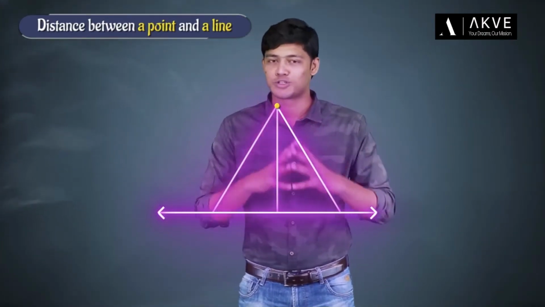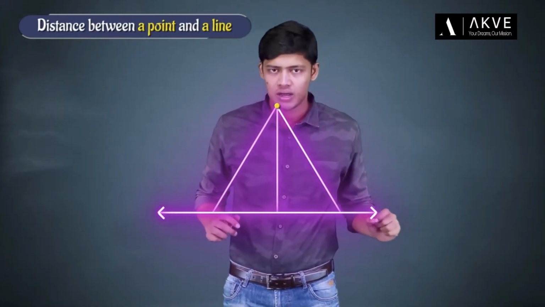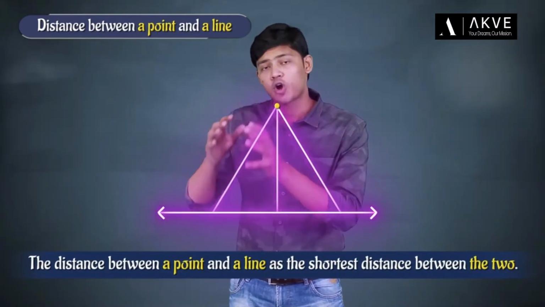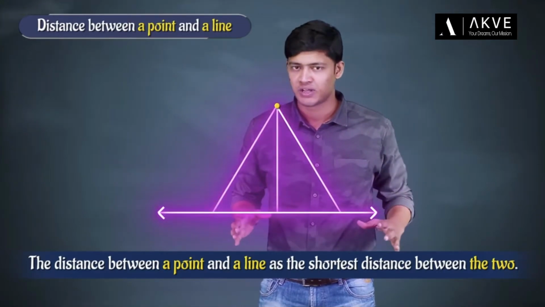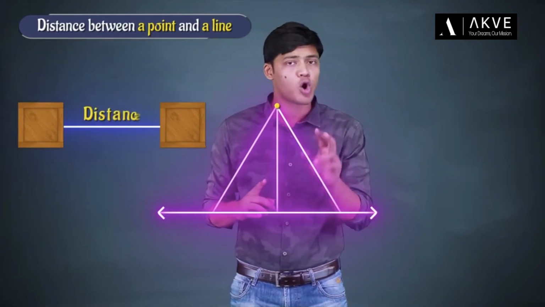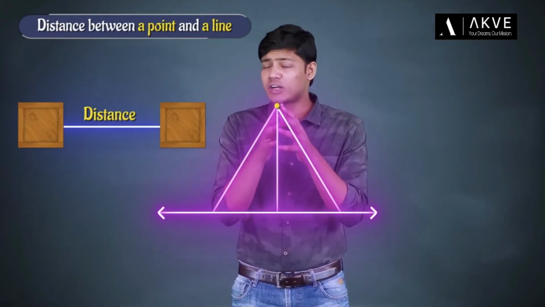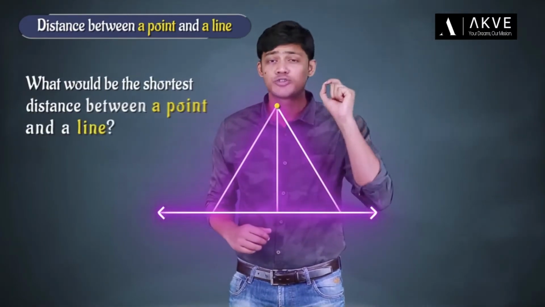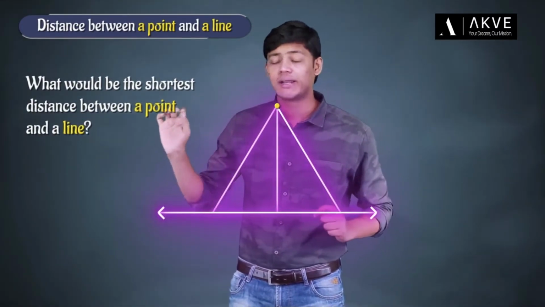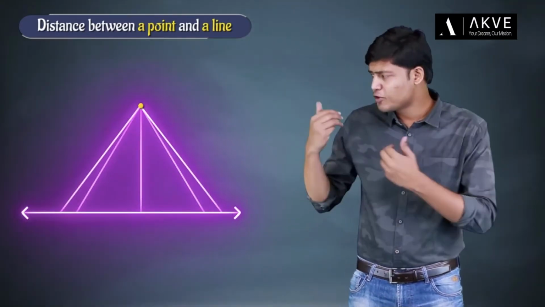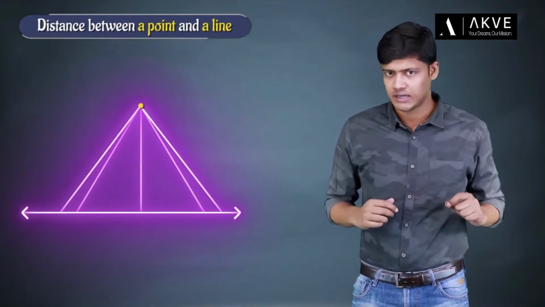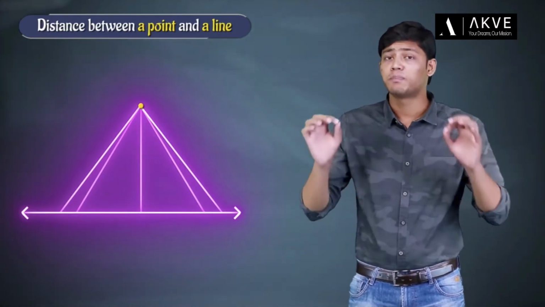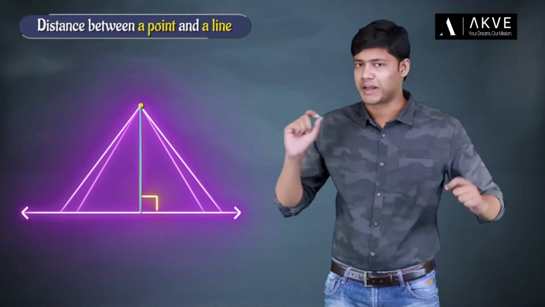Confused? Let's watch. To avoid this confusion, mathematics defines the distance between a point and a line as the shortest distance between the two. In fact, the distance between two objects is the length of the shortest path between them. Now, the next question is, what would be the shortest distance between a point and a line? If we draw few paths, we can clearly see that the shortest distance between the point and the line would be along the perpendicular from the point onto the line.